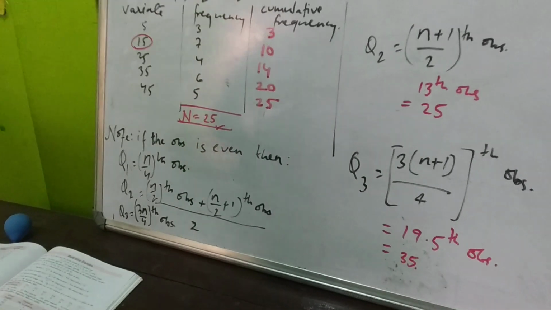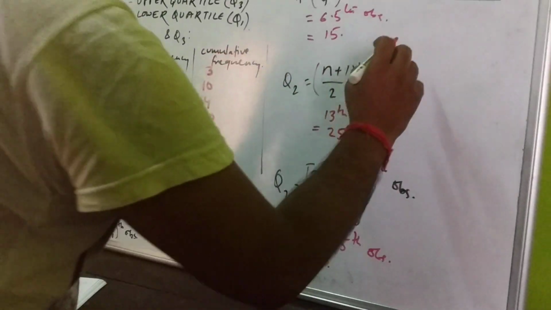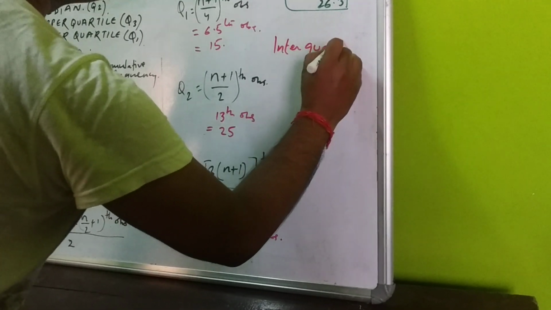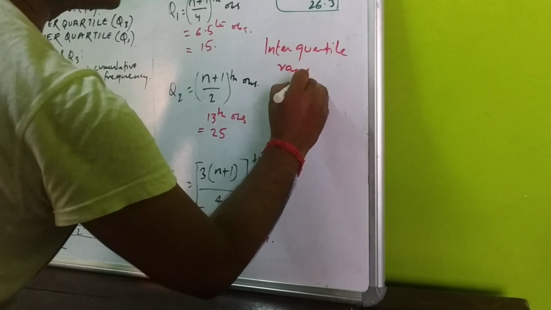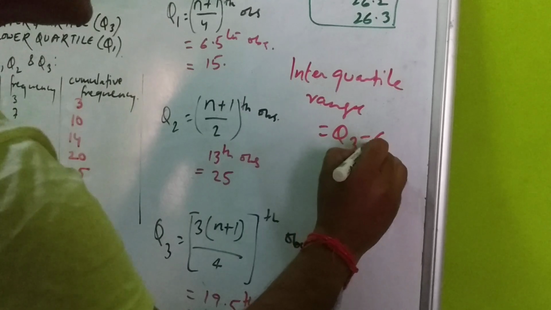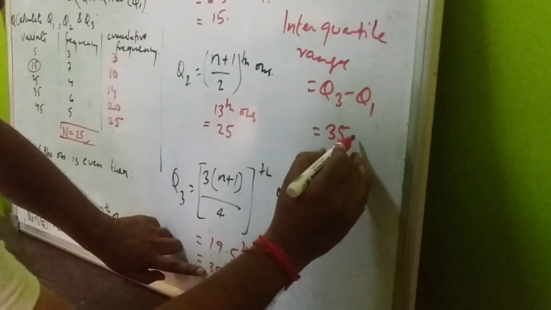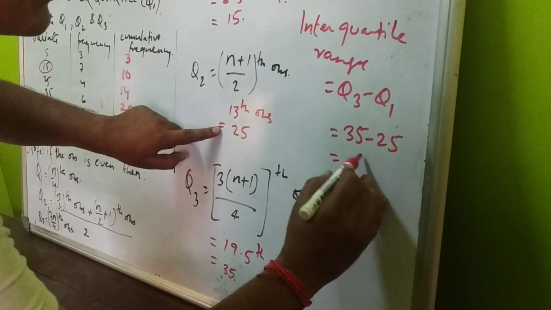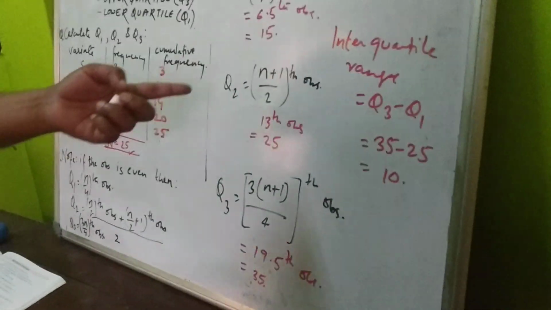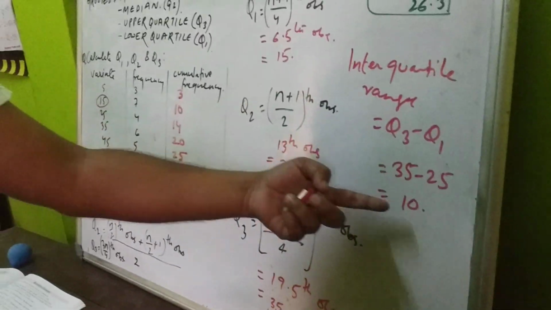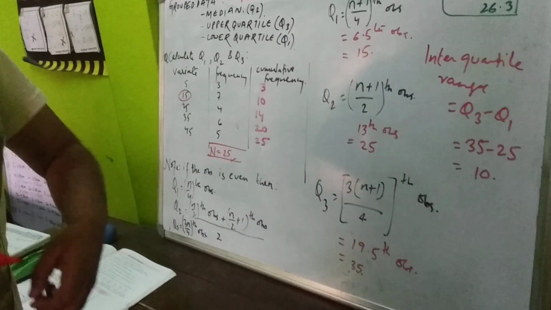Now sometimes in a question you may be asked to calculate interquartile range. The formula for interquartile range is Q3 minus Q1. So that is 35 minus 25. The final answer is 10. And if you are asked semi-interquartile range, then it would be half of interquartile range. Obviously it would be 5. I am not writing it over here.